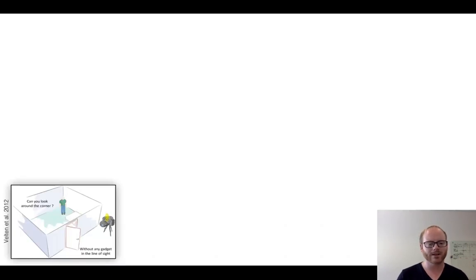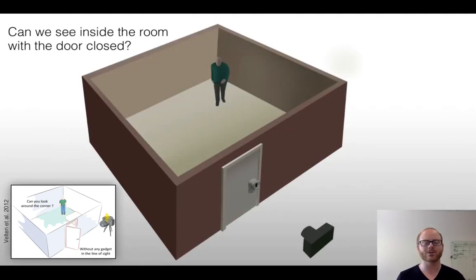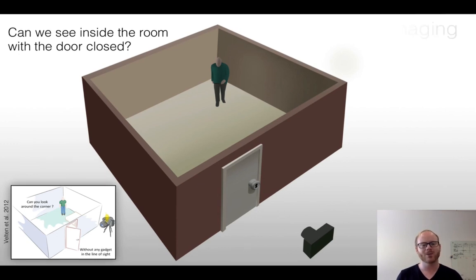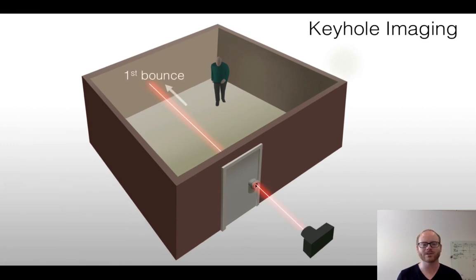When Ramesh Raskar at MIT invented the idea of looking around corners back in 2012, what he had in mind was that you had a person inside a room and you had a camera outside the room, and the camera would take a picture of the door as it's open and basically see around the corner. So in some of our latest work, we take this idea one step further and ask whether you can see inside a room with the door closed. Now that seems pretty crazy, but it may actually be feasible under certain assumptions.